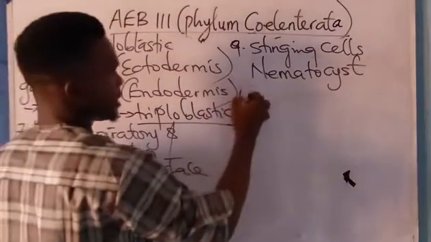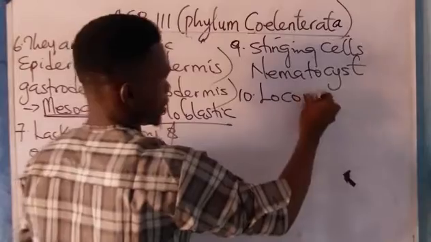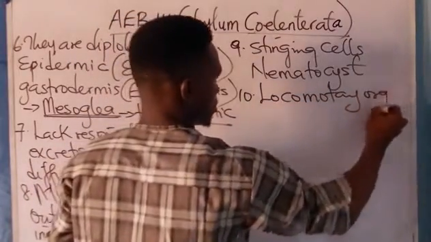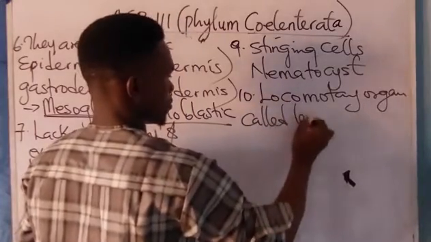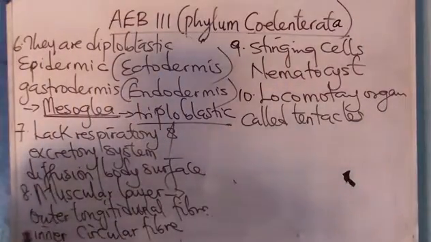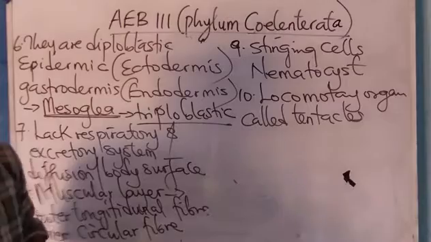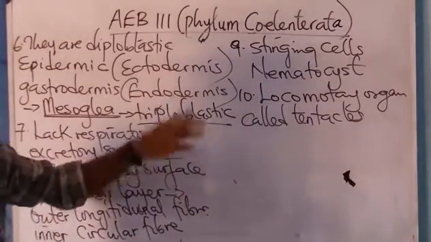Okay, and number 10, they have locomotory organs called tentacles. Alright, called tentacles. So these are the general features of Phylum Coelenterata, that is the Coelenterates or the cnidarians.